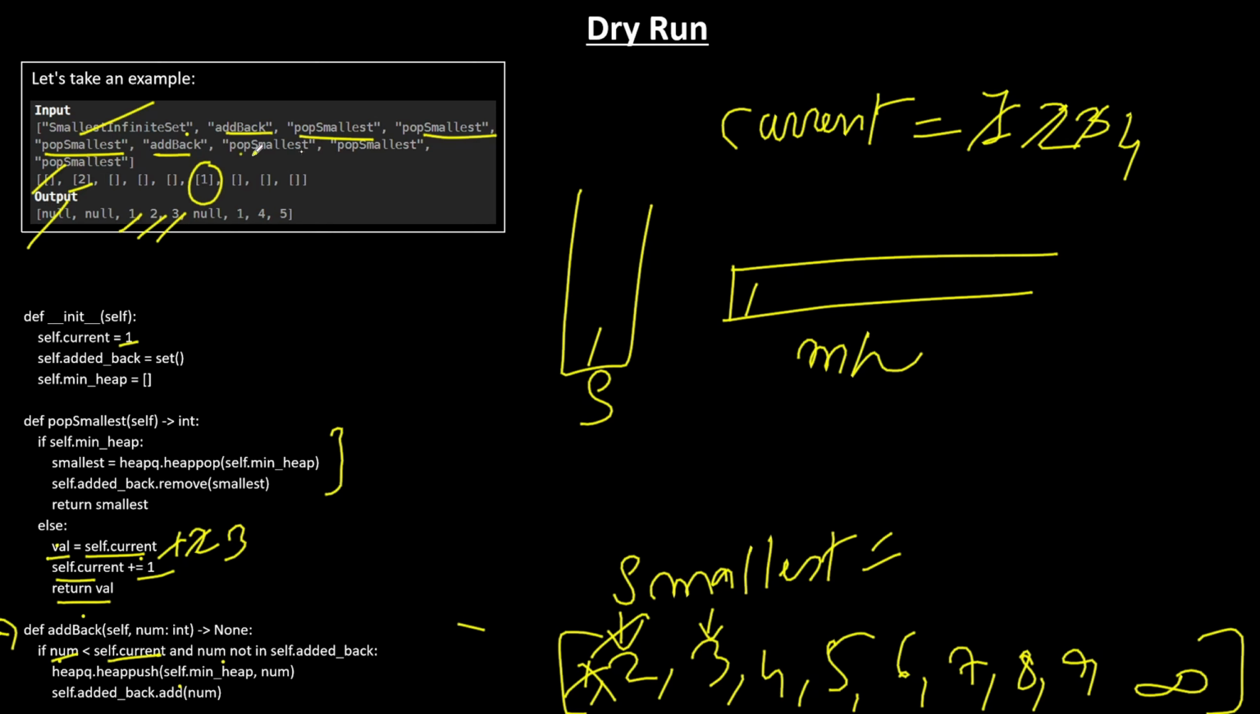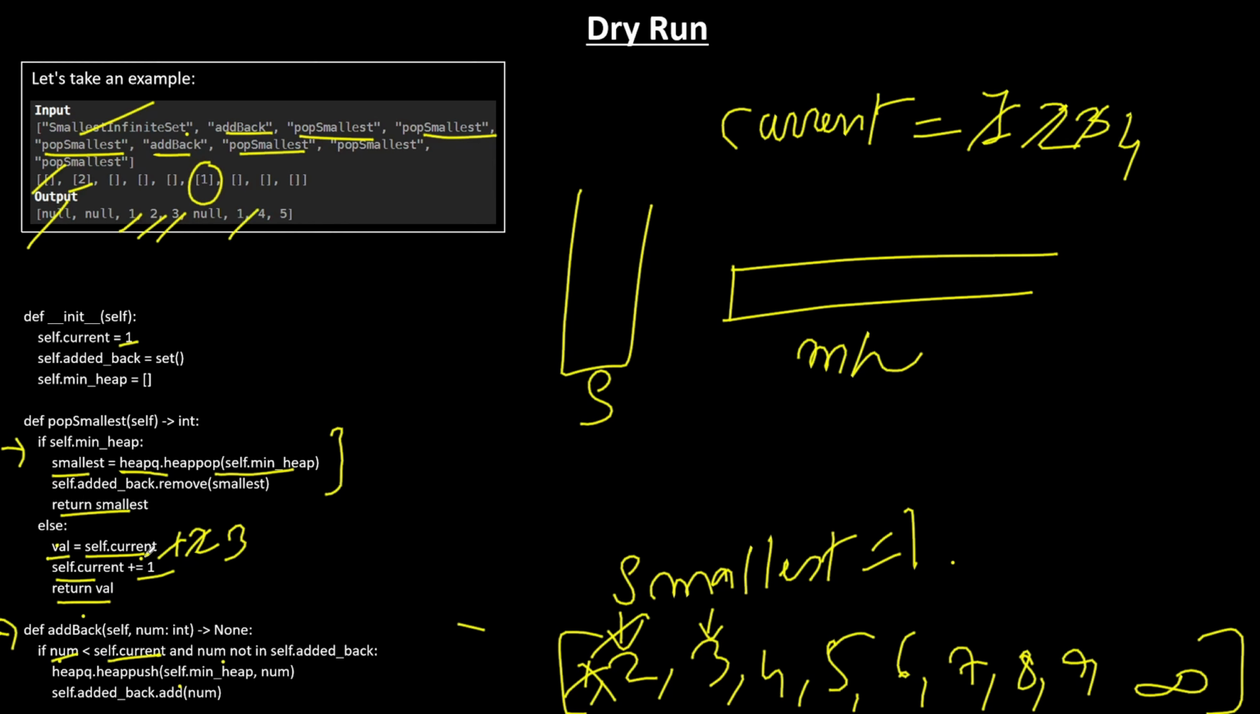Now you do the pop smallest again. When you do the pop smallest, you come back and check: is the min heap empty? It is not, right? We have the value. So in the smallest variable, you call the heap and pop the minimum element from it. So it's 1, you pop it. Then you also remove it from the set and you return the smallest. So what is the smallest? It's 1. So you return it. So you could see we have the smallest as 1 here.